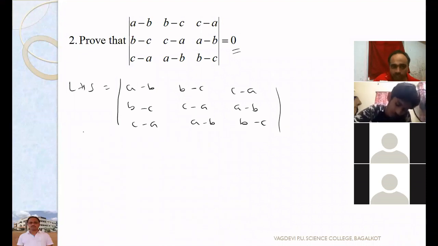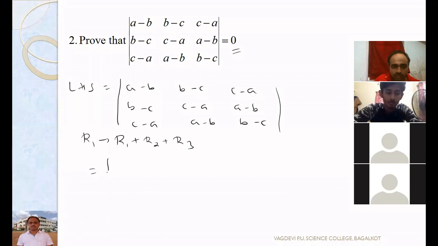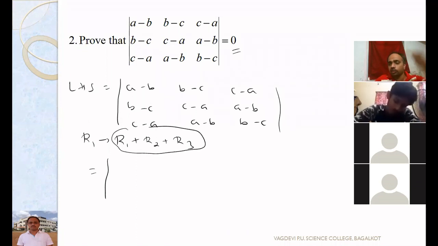I'll write R1 changes to R1 plus R2 plus R3. Yes, somebody has written in the chat box C1 minus C3, R1 minus. Yes, you can do that. 2 rows become same. It is as good as the last question, last problem. But this is one more technique in this problem. R1 plus R2 plus R3. Add all the rows. First row plus second row plus third row.